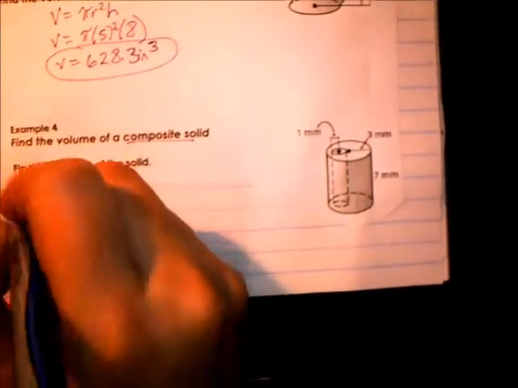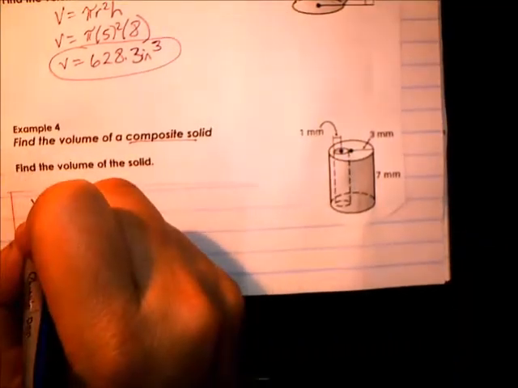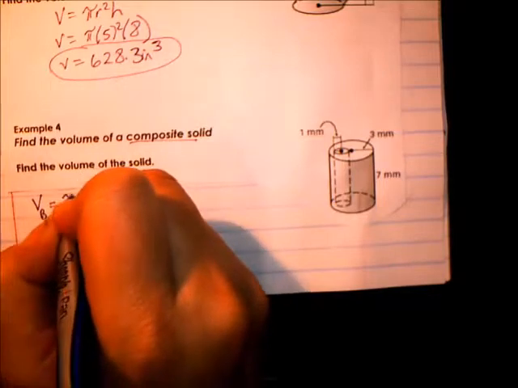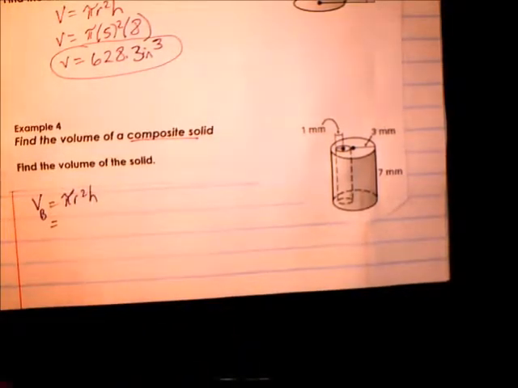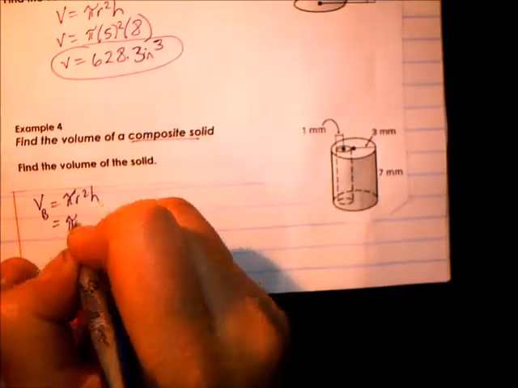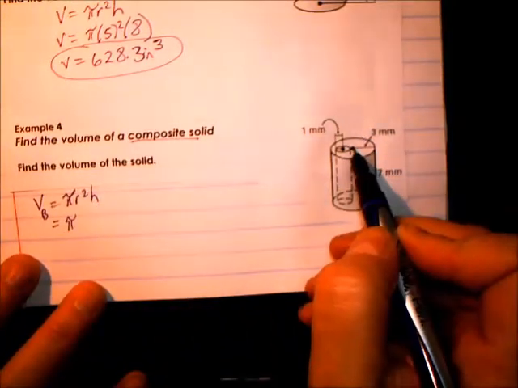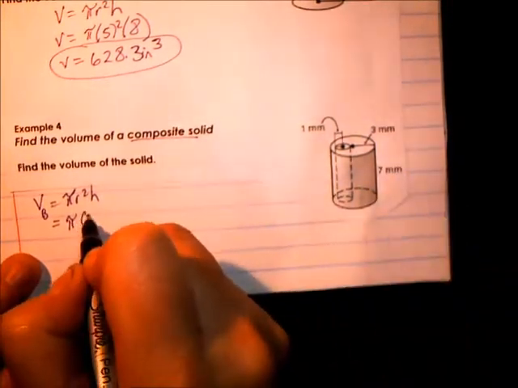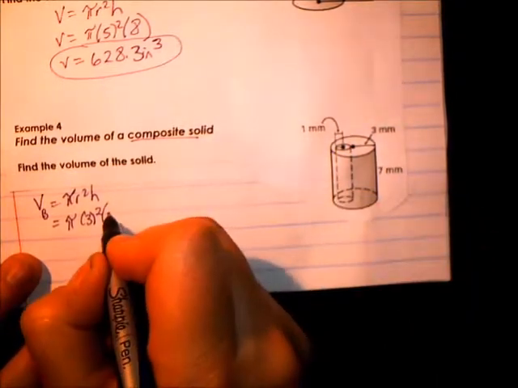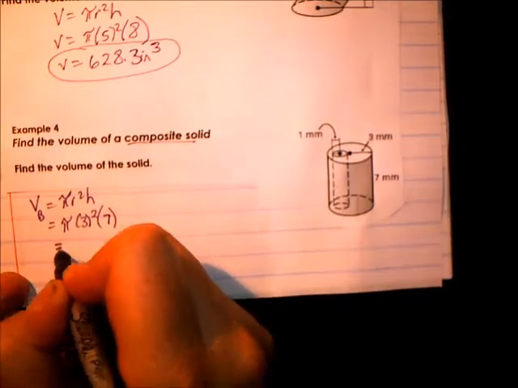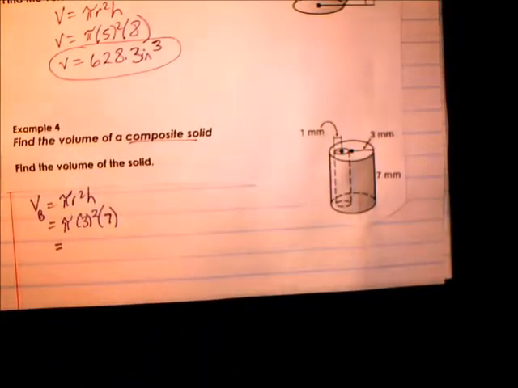I'll put a B right there for the big one. Pi r squared h. So that'll be a pi, and of the big cylinder the radius is a 3 and the height is 7. Okay, and I'm going to save the pi for later, so I'm just going to do 3 squared times 7 and realize that this is 63 pi's.